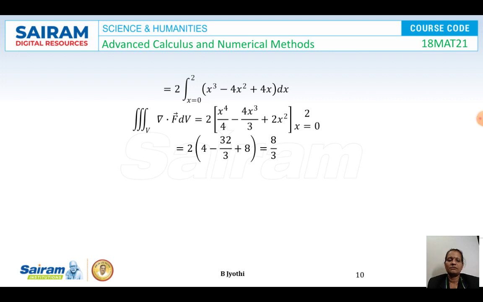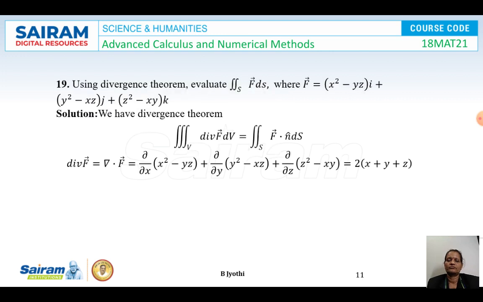Let's see the next problem. Using the divergence theorem, evaluate the double integral of F dot ds, where F is equal to (x square minus yz) i plus (y square minus xz) j plus (z square minus xy) k. But we have by the divergence theorem, the triple integral over V of div F dV is equal to the double integral over S of F dot n cap ds.